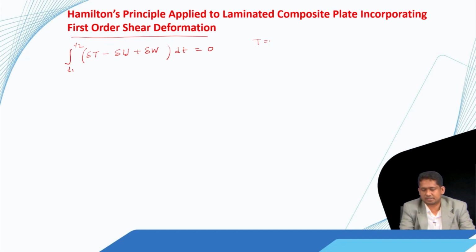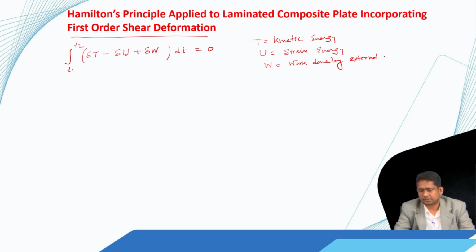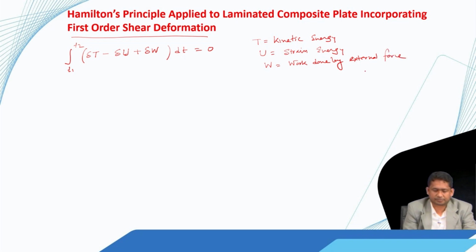So, T is kinetic energy, U is strain energy, and W is work done by external force or applied force, external force or external load.